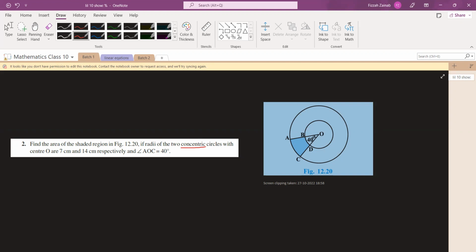So if I consider this a small triangle, which is BOD, sector, you can say BOD. So this is 7 centimeter and this complete is 14 centimeter, right? Respectively. Okay. And angle AOC is 40 degree, as you can see. Area of the shaded region. So I think this is simple. You can find the area of the sector AOC and then minus area of the sector BOD, correct?